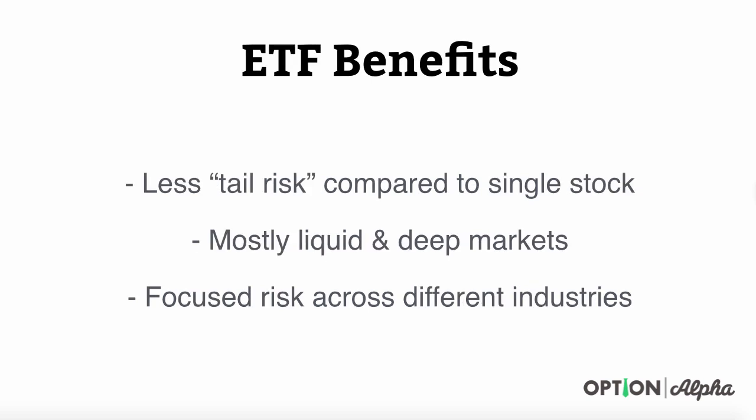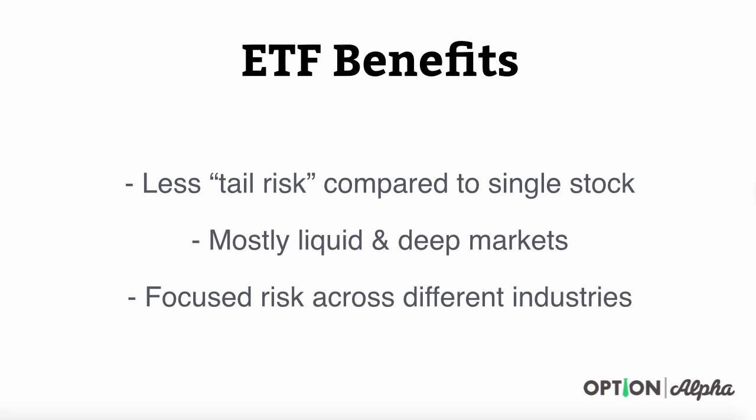Now, when we talk about ETF benefits, the first and major benefit of trading an ETF or a basket of securities is that it has less tail risk compared to a single stock. So when we talk about tail risk, that's the risk that we mentioned earlier in this video, the risk that a stock just has a huge move up or down because of a bankruptcy or an M&A deal.